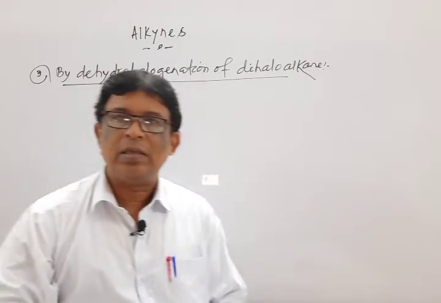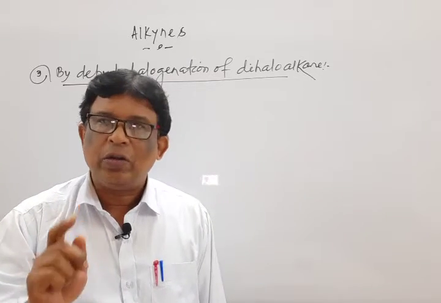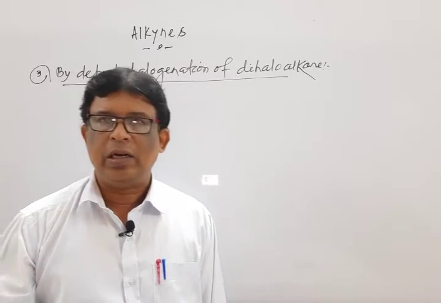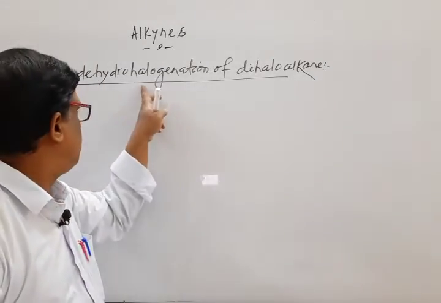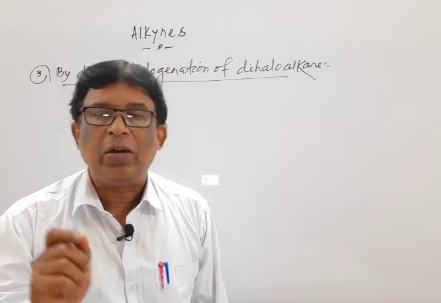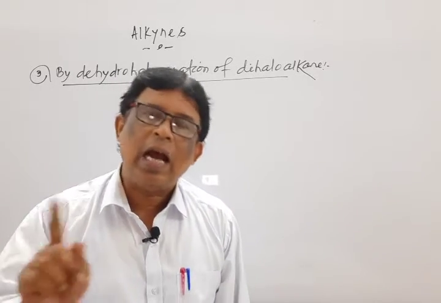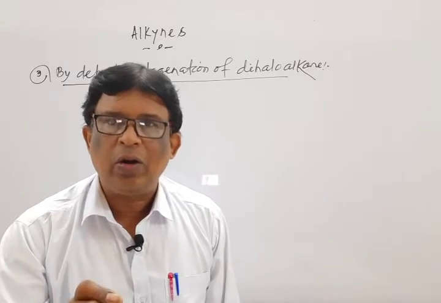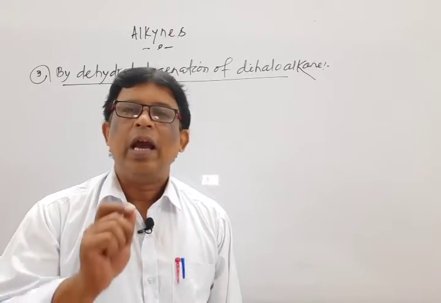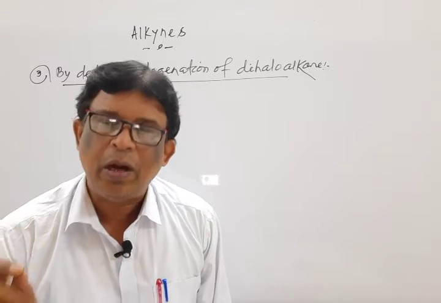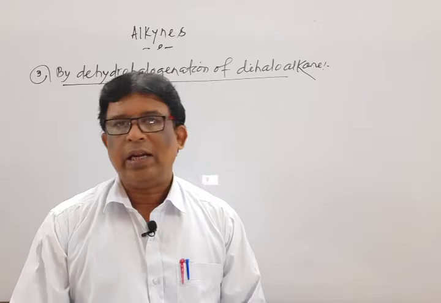Dihaloalkane means two halogen atoms in an alkane, where two replaceable hydrogen atoms are replaced by two halogen atoms. That is known as dihaloalkane. And this one is known as dehydrohalogenation. D means removal of hydrogen and halogen. Dehydrohalogenation means removal of hydrogen and also removal of halogen. So first we write the equation, then we write the statement.